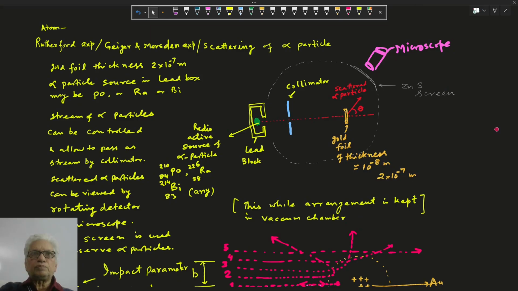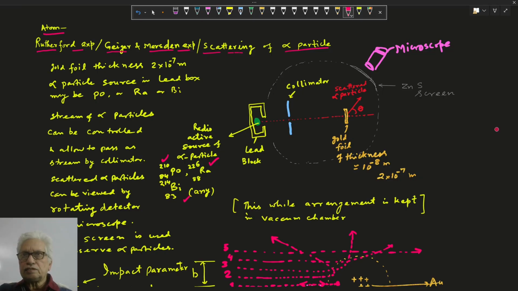Hello, in this chapter, Atom, we discuss the Rutherford experiment. Sometimes it is called the Geiger and Marsden experiment, or the scattering of alpha particles. Here we have taken a radioactive source of alpha particles, maybe polonium, radium, or bismuth, any one, because alpha particles are continuously coming out from the radioactive substance like this.